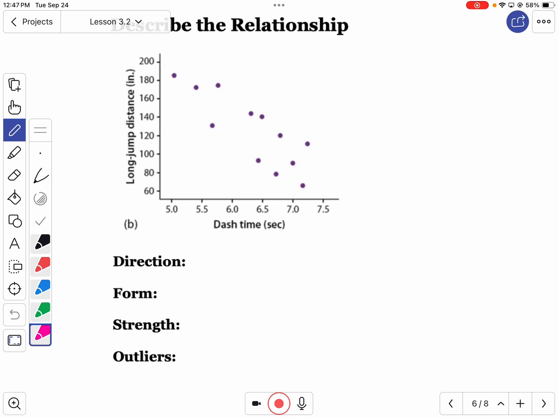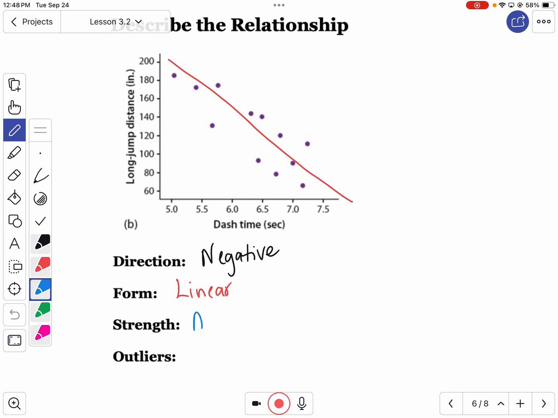Let's take a look at that one. What about direction on that one? Positive or negative? Negative. It's going down. Good. What about form? Is it a line or a curve? It's a line. Okay, it is linear. And so if we kind of sketch through that, okay, what would you say about its strength? Moderate. Okay, anybody way far away from that line? Nope. Okay, and that's what we do.